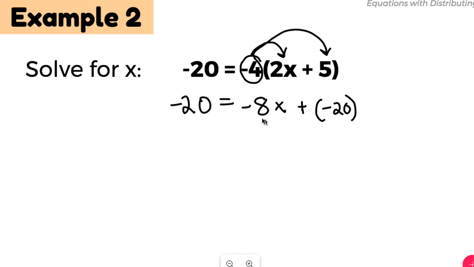So at this point, there's nothing left to simplify. I can't combine like terms. I can't do anything else on this right-hand side. So I can start remembering our goal is to get the variable isolated, get the x by itself. Okay, remember, eventually we want to have something equaling x.